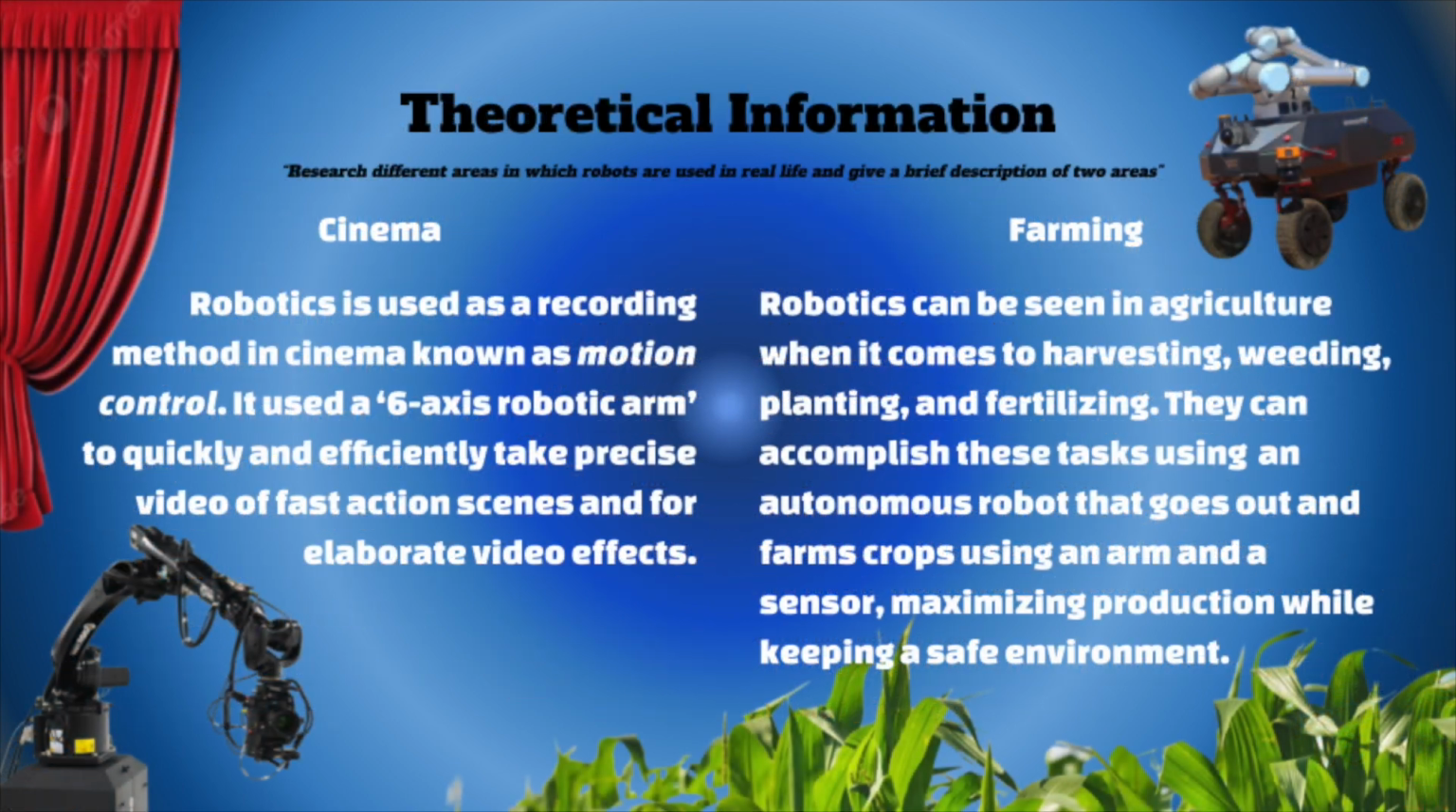Theoretical information. Two areas in which robots are used in real life is in cinema and in farming. In cinema, robotics is used as a recording method known as motion control. It uses a 6-axis robotic arm to quickly and efficiently take precise video of fast action scenes and for elaborate video effects. In farming, robotics can harvest, weed, plant, and fertilize. They can accomplish these tasks using an autonomous robot that goes out and farms crops using an arm and a sensor, which maximizes production while keeping a safe environment.